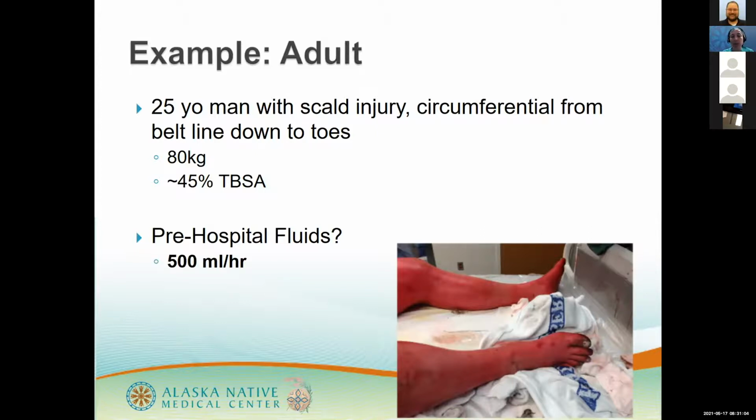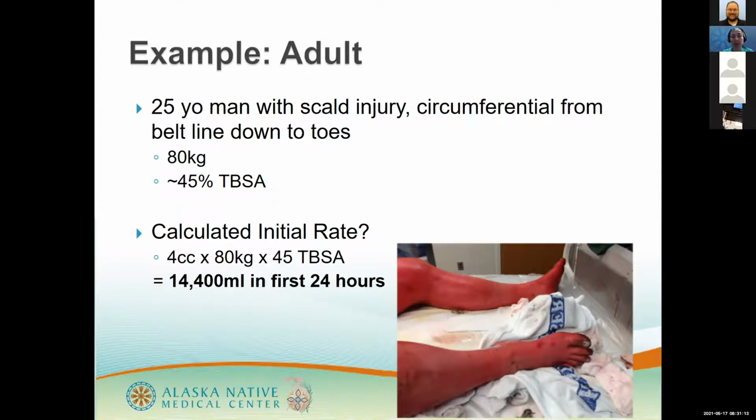Once we get that formal calculation of 45% TBSA, we're going to calculate our initial rate, which is going to be, in this example, 4 cc's times 80 kilograms times 45% TBSA. So that gives us 14.4 cc's in the first 24 hours. The way we get our rate is we divide it by 2, and then we divide it by 8, which gives us 900 cc's an hour of LR.